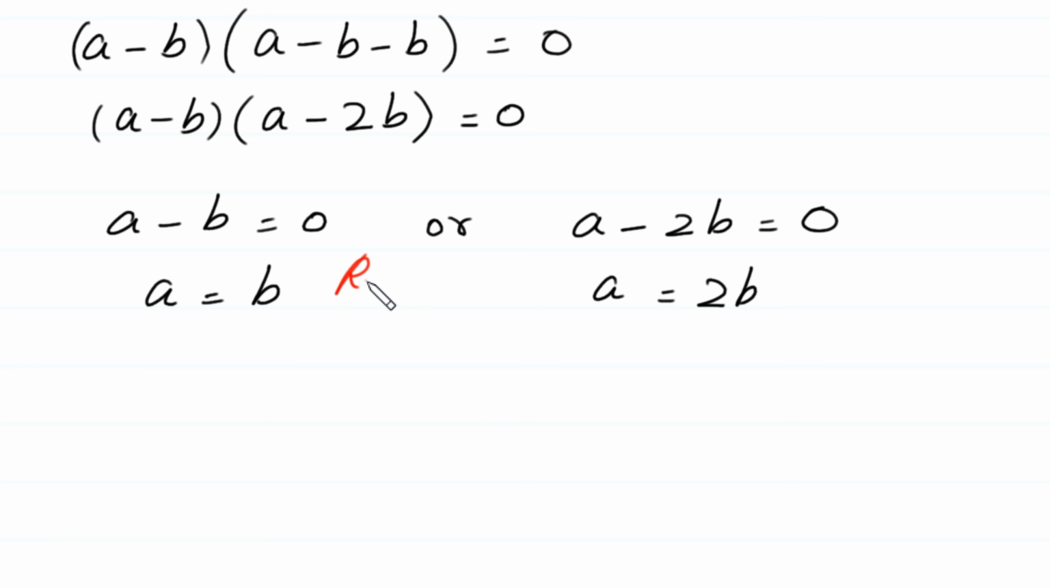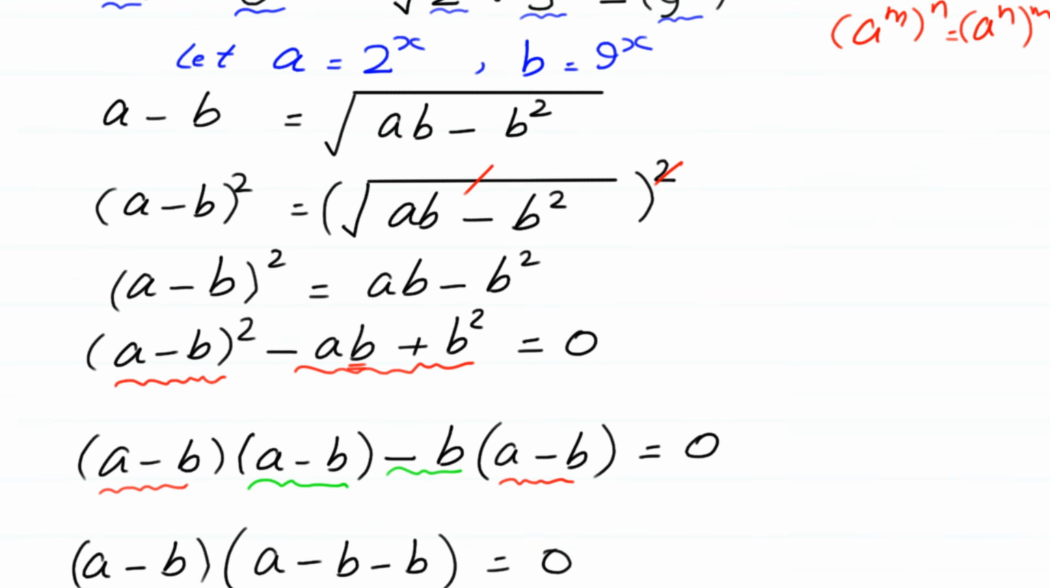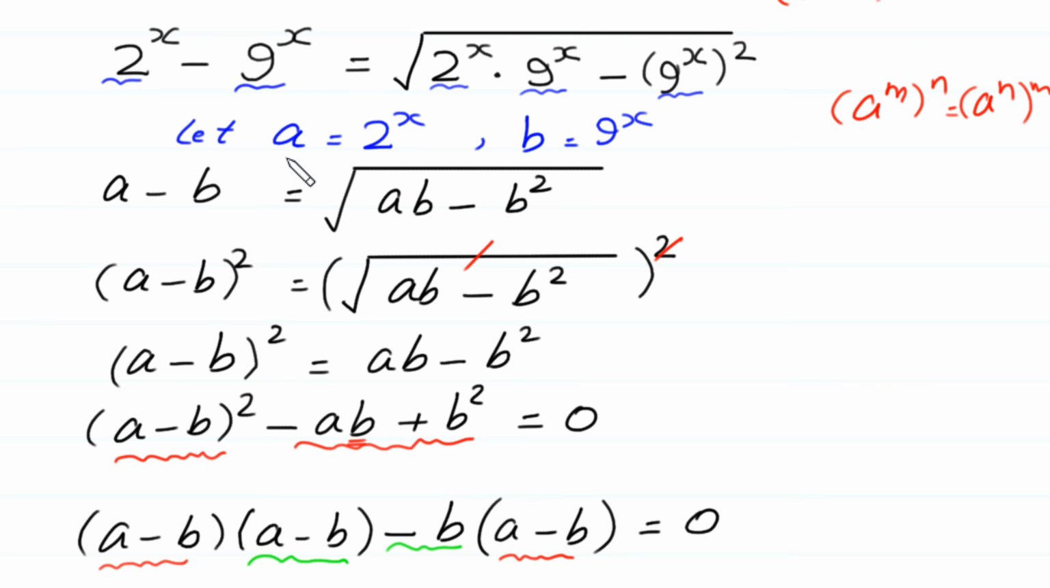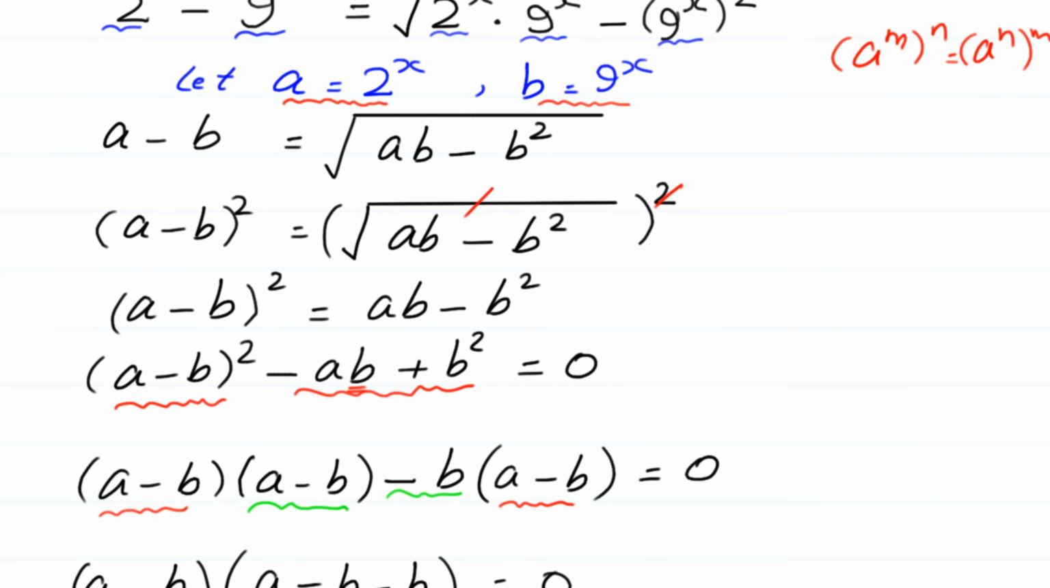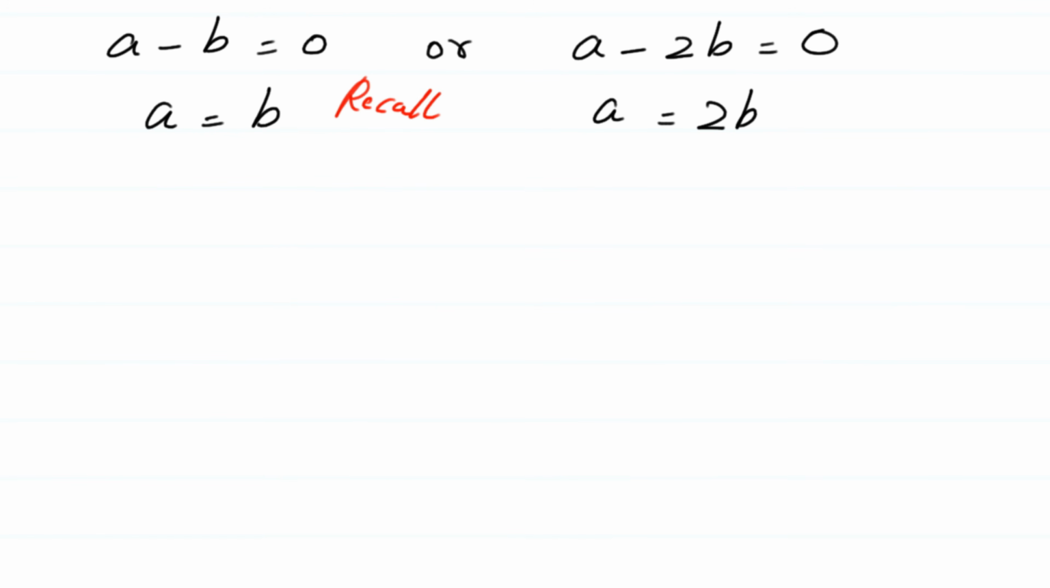Now recall that we have supposed that a is equal to 2 to the power x and b is equal to 9 to the power x. First, in this equation we put the value of a 2 to the power x and value of b 9 to the power x.